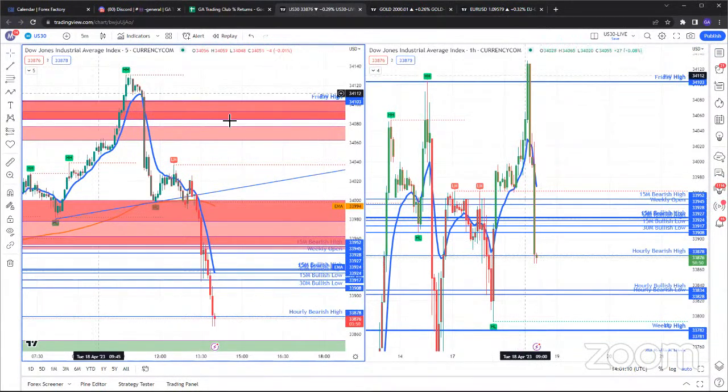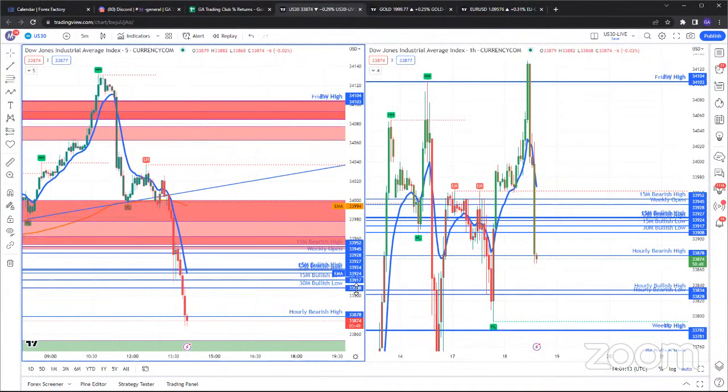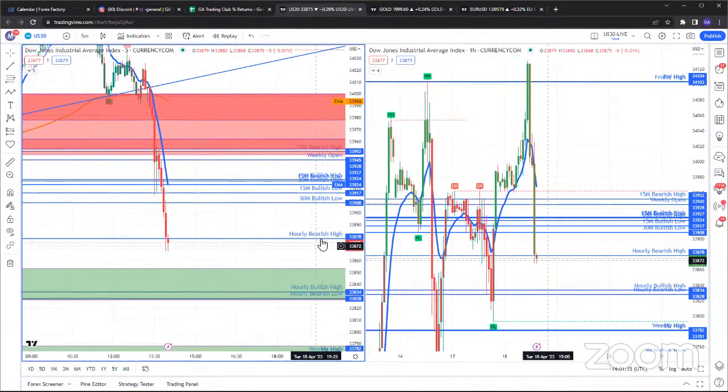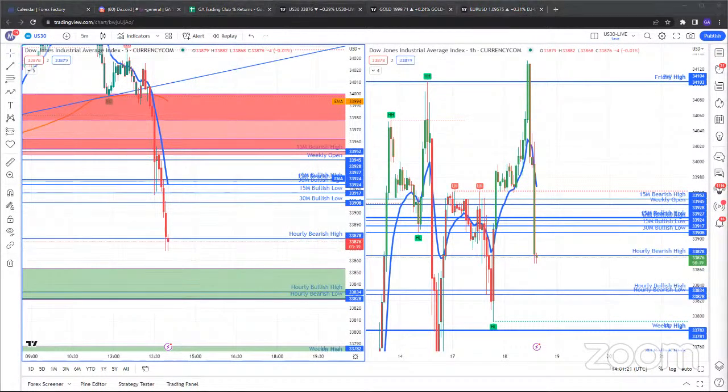Again, we don't have any markups for today, so I'm not even sure if this hourly bearish high still stands from yesterday. Give me 1 second. Let me see if I can check that. Try and do a quick markup of US 30 on the hourly. Yeah, so this hourly bearish high still stands for US 30 based on what I'm seeing.